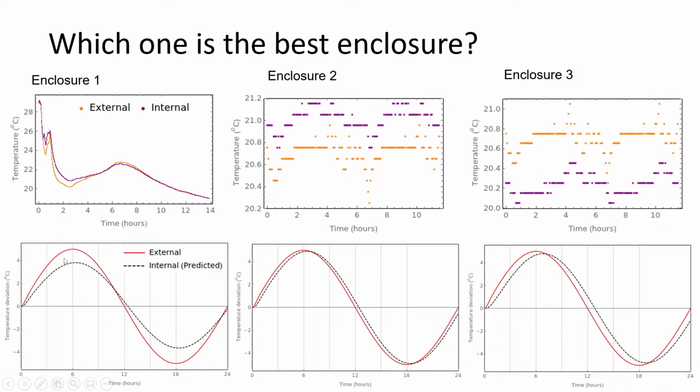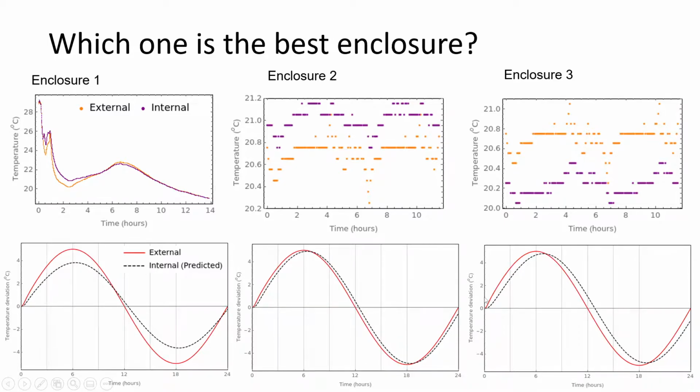So here, again, we have the internal and external temperature as functions of time, but the red is a hypothetical external temperature and it goes around zero, that is, it's the temperature deviation from the mean value. The black dashed curves are the internal temperatures that are predicted based on these results.